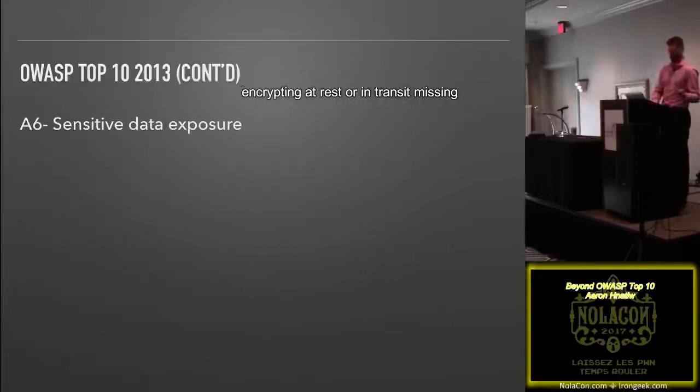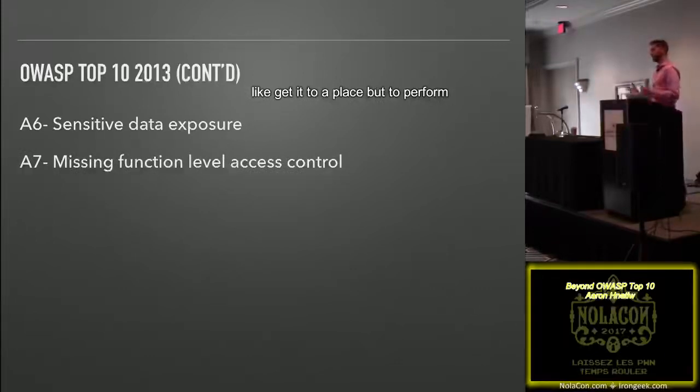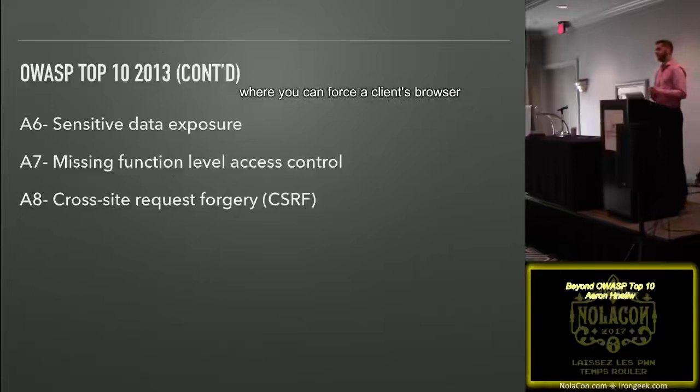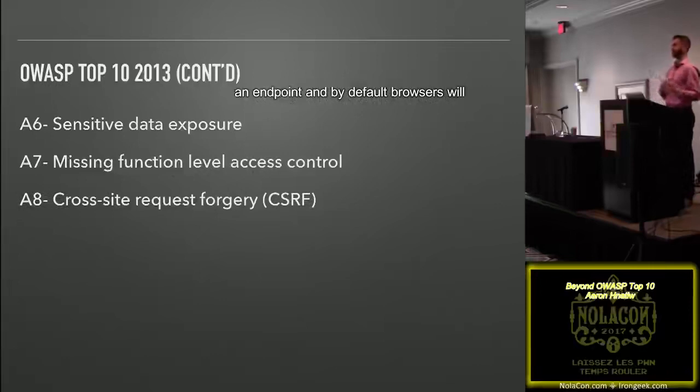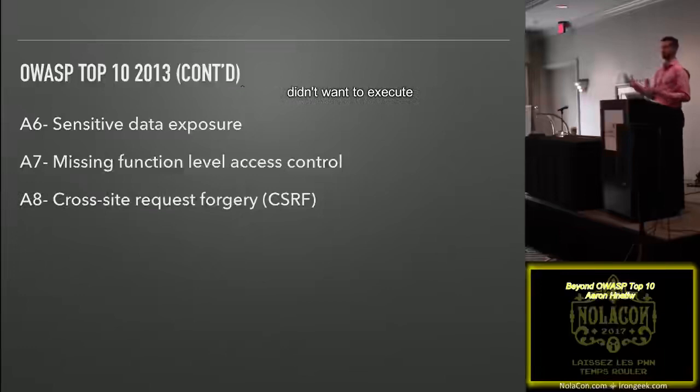Number 6, sensitive data exposure. You're not encrypting at rest or in transit. Number 7, missing function level access control. If you don't have proper access control to execute a particular function, not just to get into a place, but to perform, for example, an admin function, that would be classified with this. There's also cross-site request forgery, which is another example of an attack where you can force a client's browser to make a request to an endpoint, and by default, browsers will send the session cookie with that request, so it can force a user to execute something they didn't want to execute.